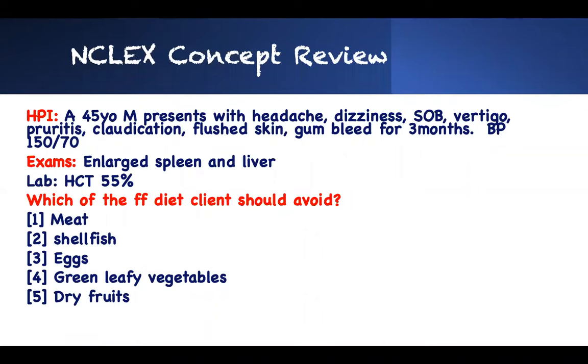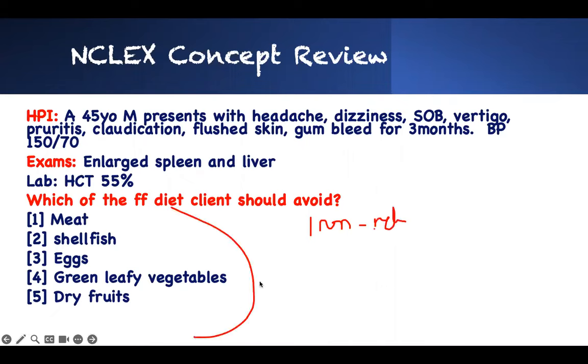Now, you expect this to be asked if they're going to give you a case on polycythemia vera. You have to tell the patient what food to eat or not. Which of the following diets should the client avoid? Which one should they avoid? We already talked about the pathophysiology. What diet should they avoid? Iron-rich diet.